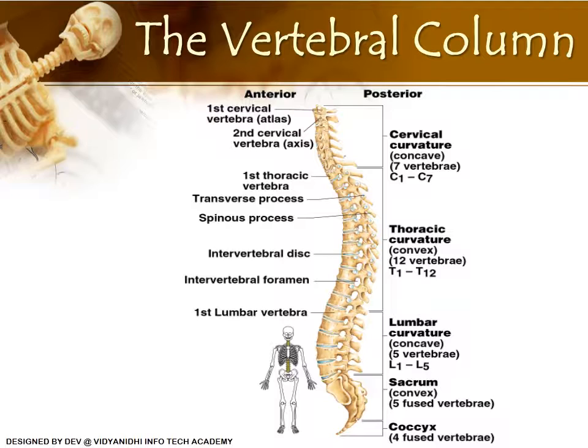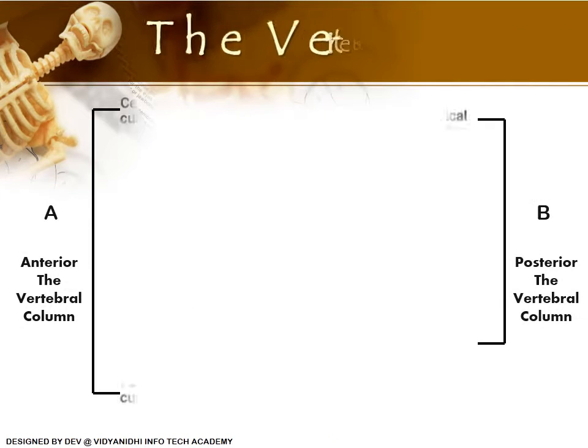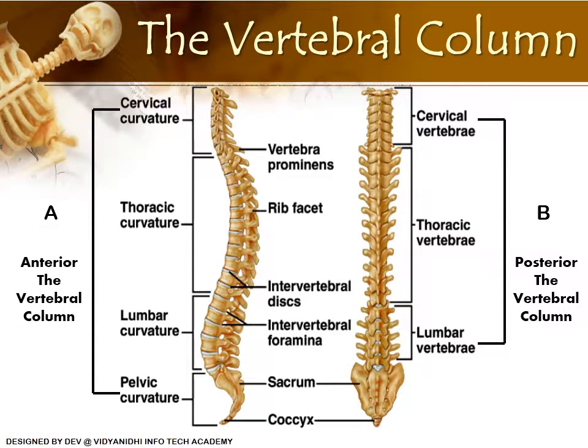This is a picture of the vertebral column. Could you believe that even your vertebral column, which you might have not heard about, can be so complex? The vertebral column is divided into 2 divisions. The A division, that is your anterior, and the B division, that is your posterior.